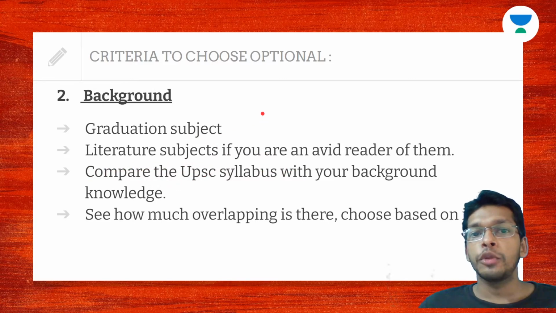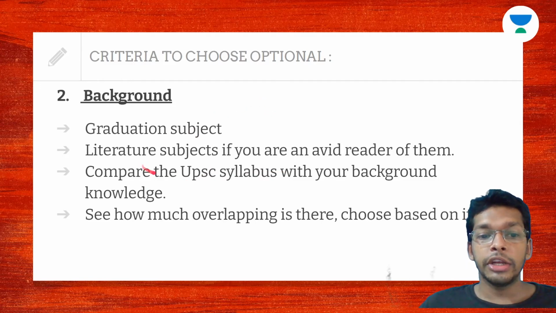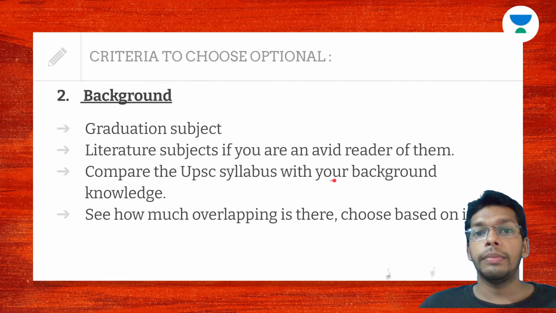For example, if you are in electronics and communication engineering, and you want to choose electrical engineering as an optional, then you should compare the UPSC syllabus with your background knowledge. That is, your background is electronics and communication, so compare the syllabus of electrical engineering with electronics and communication engineering. See how much overlapping is there. See how many new chapters you have to read. How many new subjects you have to read. After seeing that, if you think it is manageable, then go for it. So that will be my advice.